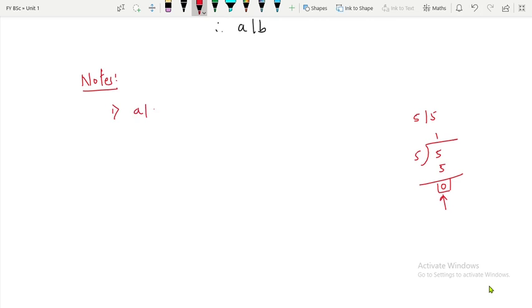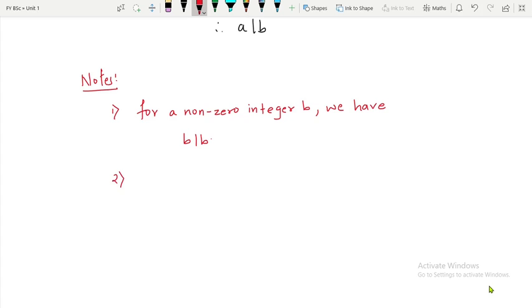A will always divide A, right? Just I will write here, for a non-zero integer A, or better I will say B, for a non-zero integer B, we have B divides B. Now we'll go for the second note.